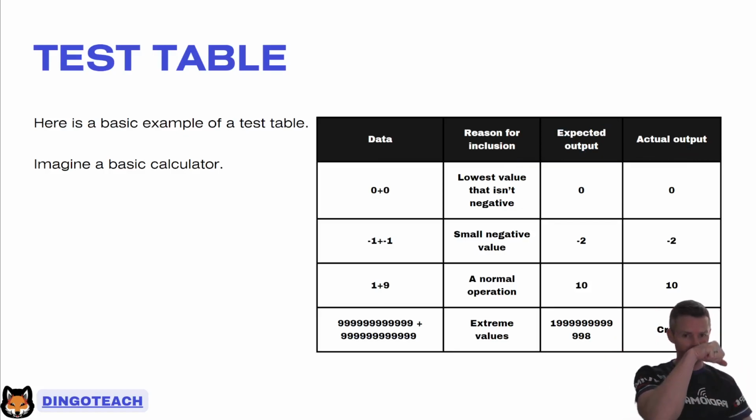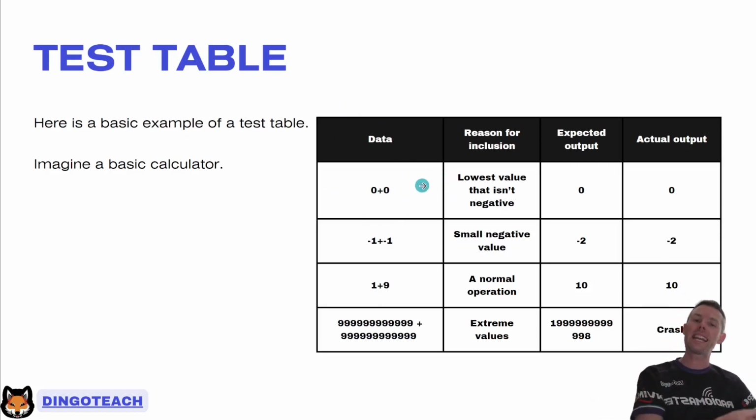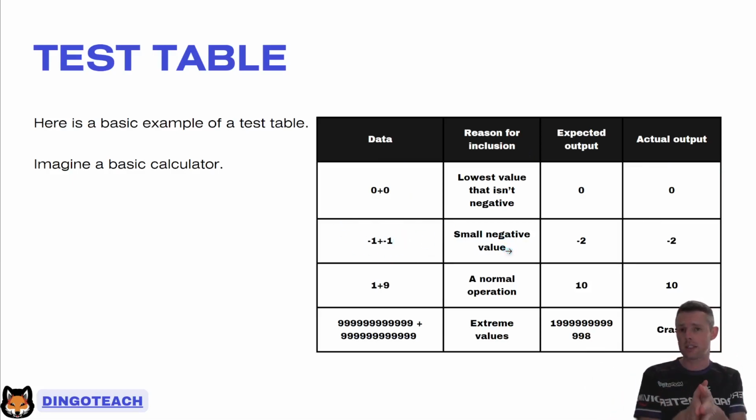output produced. All right, so for example, if my first set of data is 0, 0, and the reason I included that is it's the lowest value that is not negative. Well, what's the expected output? Well, it should output 0. And when I ran it, it gave me a 0, which is perfect. Now, -1 plus -1, it's a very small negative value. I'm just testing my calculator works with negatives. And I expect -2 for the answer, and it did. It gave me -2. The next one is 1 plus 9. I'm just using normal numbers, so it's a normal value. And I expected to do 10, and I got a 10.